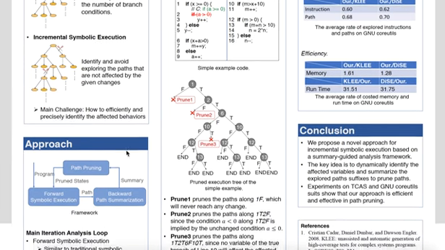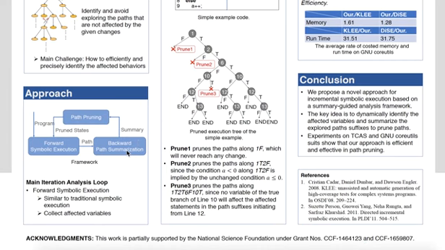In this poster, we propose summary-guided incremental symbolic execution. Its key idea is that it dynamically instead of statically identifies the paths that are affected by the given changes, and then computes the summary based on the explored paths, and then prunes the unaffected paths based on the summary.